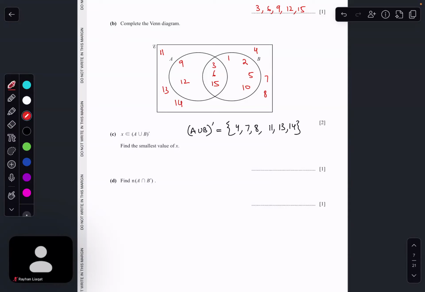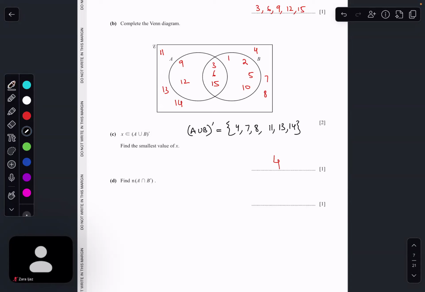Okay. Find the smallest value of X. What is the smallest value of X over here, Zara? Yes, Zara? Is it 4? Yes. Okay. Find the number of elements of A intersection B complement.